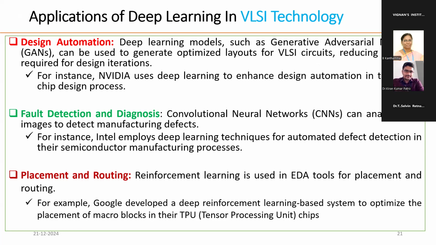Deep learning can be used in any area. You can use it in signal processing, in communications, in VLSI. You can use it in any other domain, such as mechanical engineering or civil engineering. Based on your problem, you can apply deep learning.